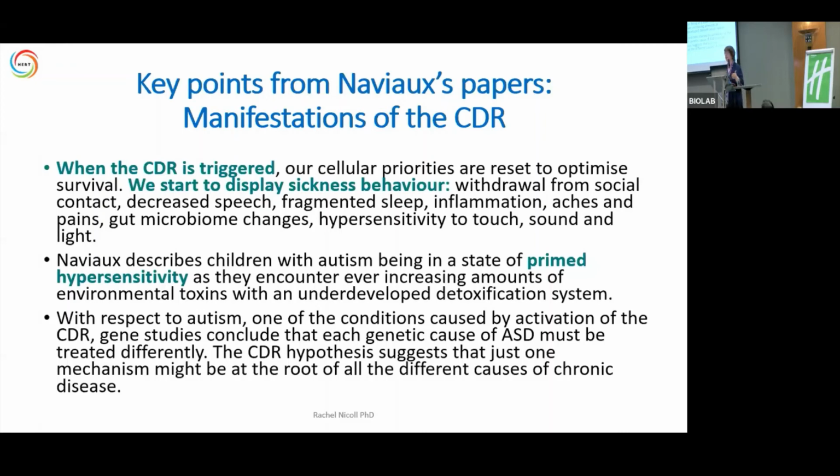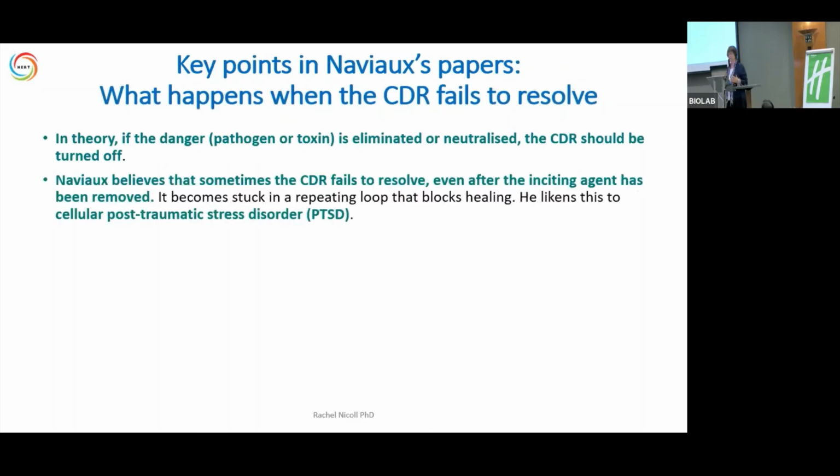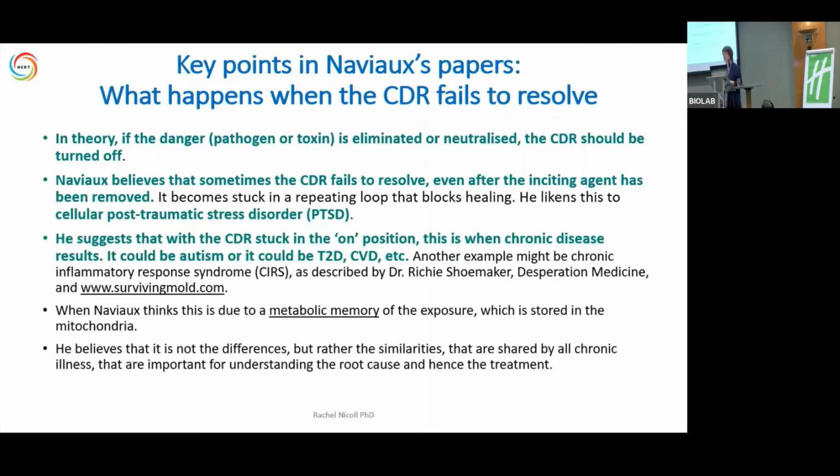Now, normally, he says, when the threat, the microbe or the toxin, is removed, then the cell danger response will resolve itself. And it's when it doesn't that you've got a problem. So he believes that sometimes it fails to resolve, even after the inciting agent has been removed, and he likens this to cellular post-traumatic stress disorder. And he suggests that when it's stuck in the on position, this is when chronic disease can develop. And it doesn't have to be autism, it can be any chronic disease, and it can happen at any time in life.